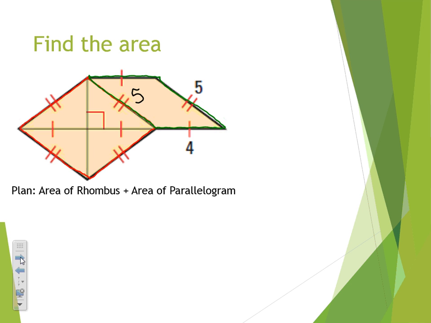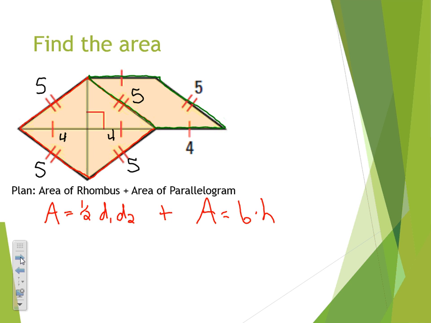So I'm going to go with this. All my side lengths are 5. Here I have 4 and 4. So if I set up my equations now, I have area of a rhombus equals 1/2 diagonal 1 times diagonal 2 plus the area of a parallelogram, which is base times height. But while I'm plugging this in, I come across two problems. My first problem is my rhombus, I only know one diagonal. My second problem is my parallelogram, I don't know my height. In order for us to find that, we need to find this right here.